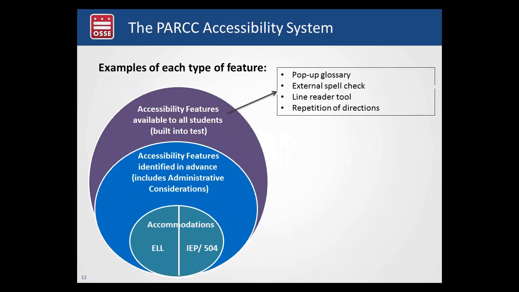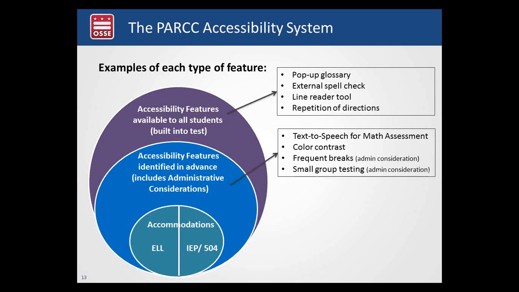So some of the accessibility features that are automatically built into the test, that you do not have to set anything up in advance for, are things like the pop-up glossary, spell check, line reader tool, repetition of directions. Then there are features that you have to identify in advance because the testing platform has to be set up in a certain way. Here are examples of that.